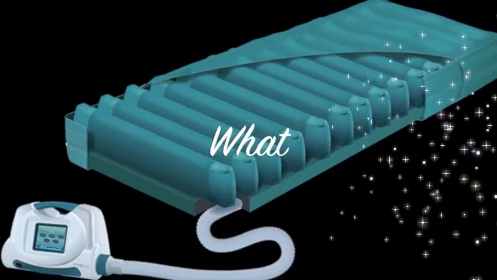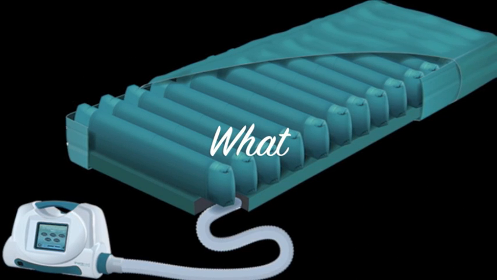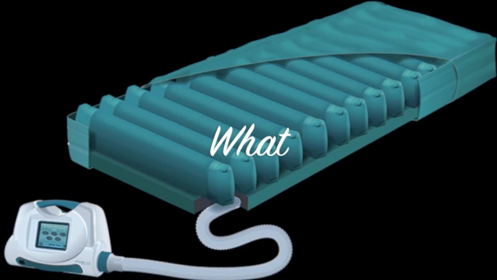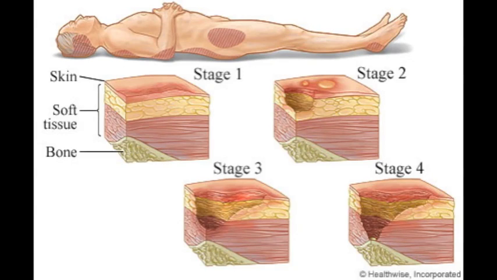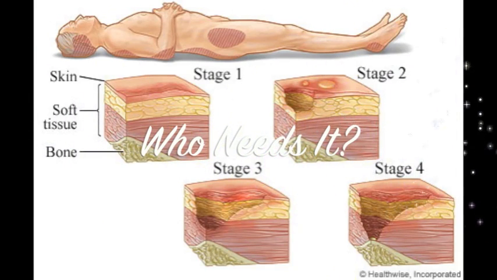This is what your typical low air loss mattress looks like. We typically see them locally under the brand of KCI or Roho. You will often see these mattresses being used for patients who are prone to pressure ulcers or who have existing wounds. They can also be used for pain management.